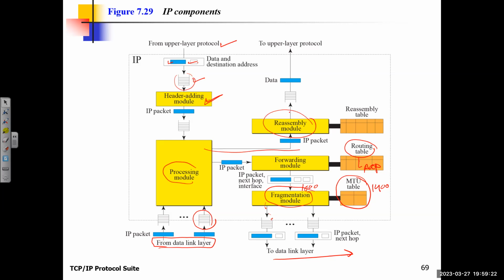Why do we need that? Based on the sequence and the flag of the fragments. If you can tell that's the first one, second one, third one, and it's not the last one, you just keep them in the table. When you receive the last fragment, which has M equals 0, I know I'm done. Then I put them together, put them in the queue, and send the data to the transport layer. Right? That's how it works.